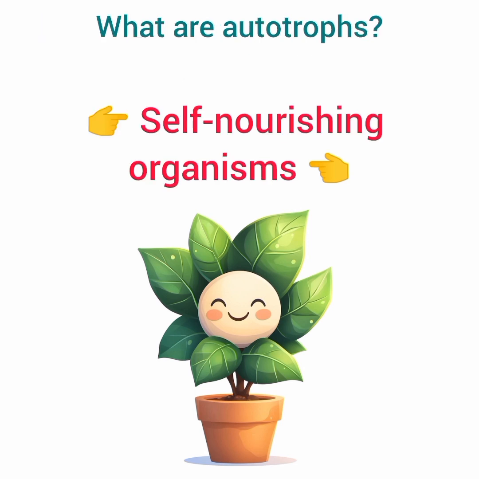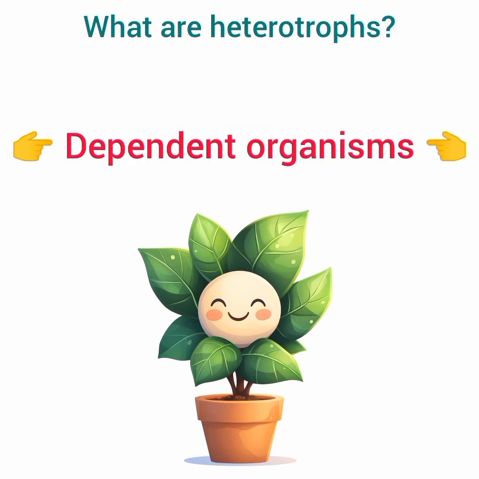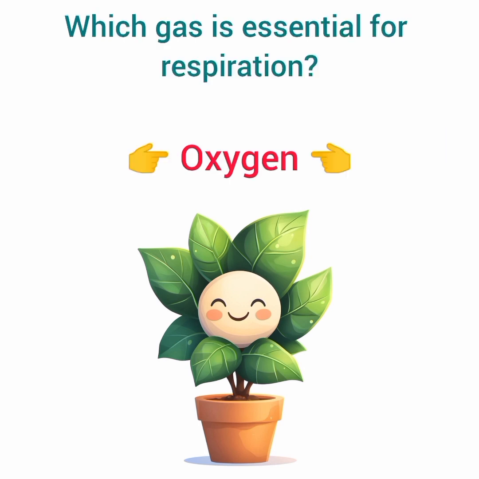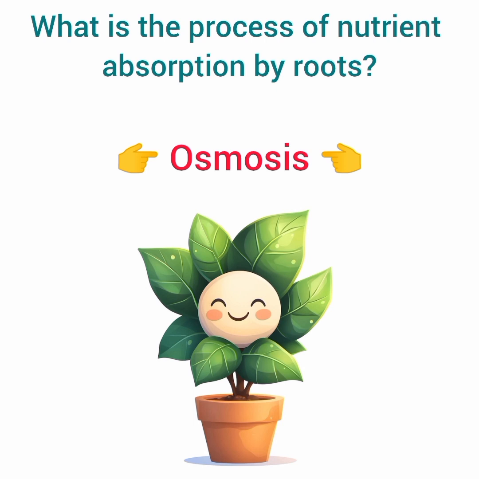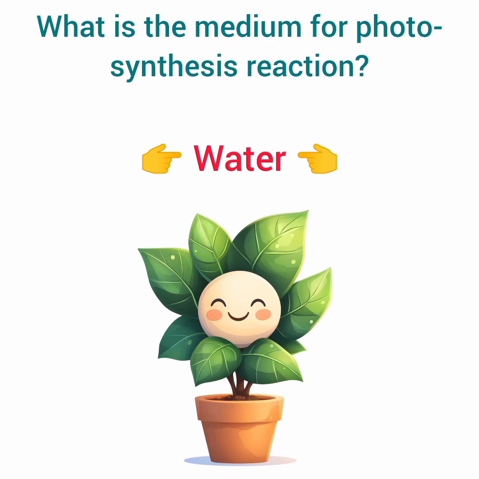What are autotrophs? Answer. Self-nourishing organisms. What are heterotrophs? Answer. Dependent organisms. Which gas is essential for respiration? Answer. Oxygen. Which plant traps insects using sticky leaves? Answer. Sundew. What is the process of nutrient absorption by roots? Answer. Osmosis.